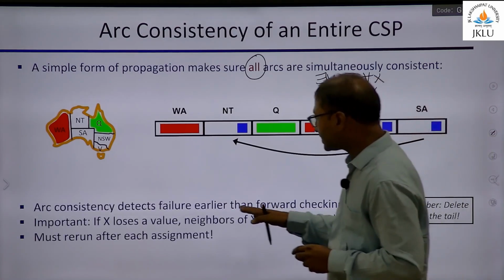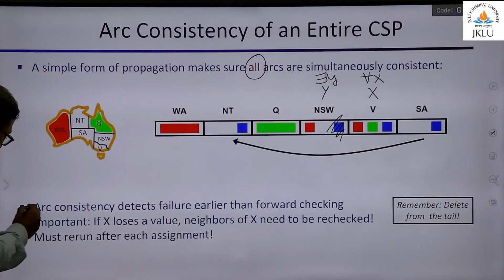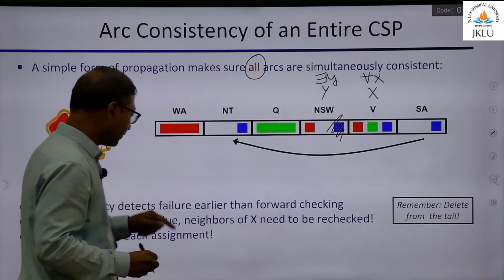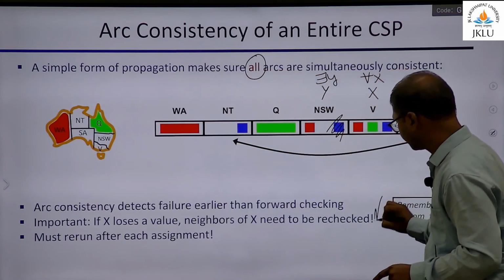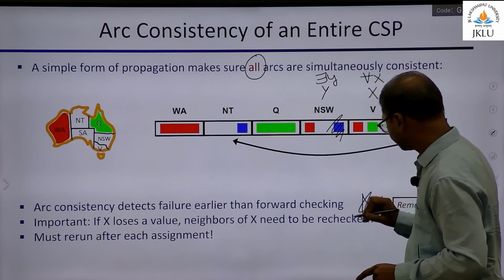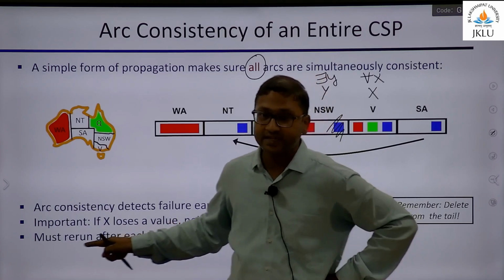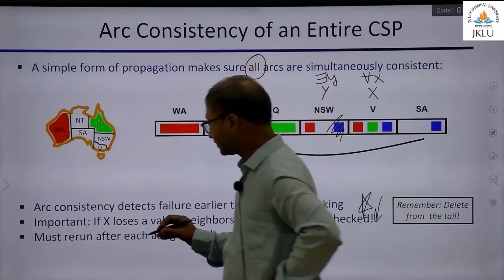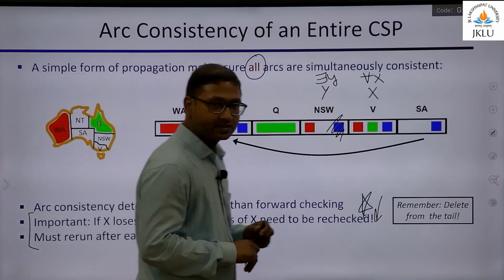So arc consistency detects failures earlier than forward checking. Important is, if x loses a value, neighbors of x need to be rechecked, right? This is important. You must rerun after each assignment. This is what we have just talked about, okay? Tell me, is arc consistency sufficient?